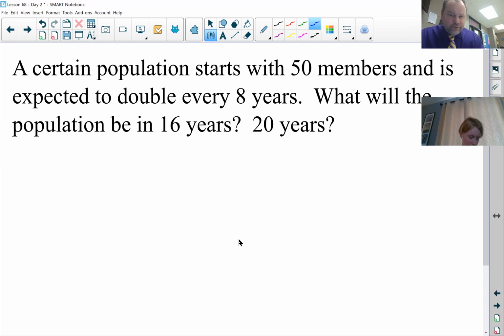So to start with, we have a starting population of 50. It doubles, so we're going to have 2 to the x divided by the time it takes to double, which is 8 years.